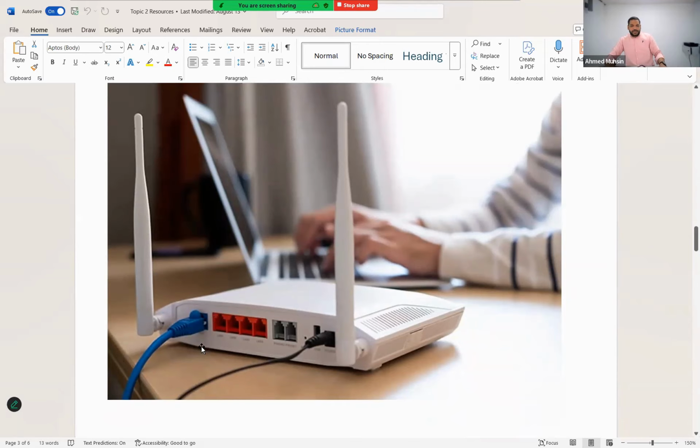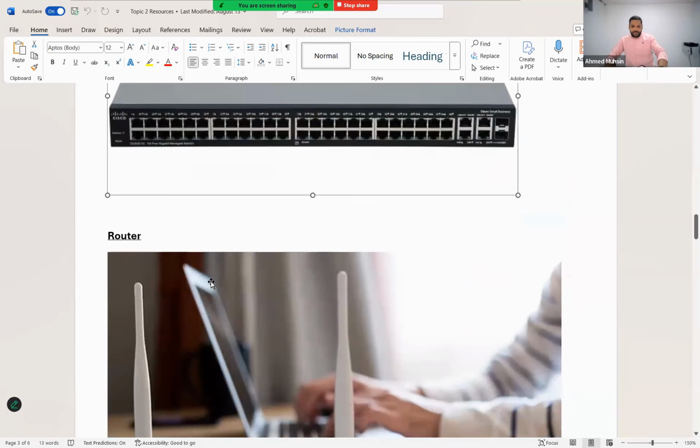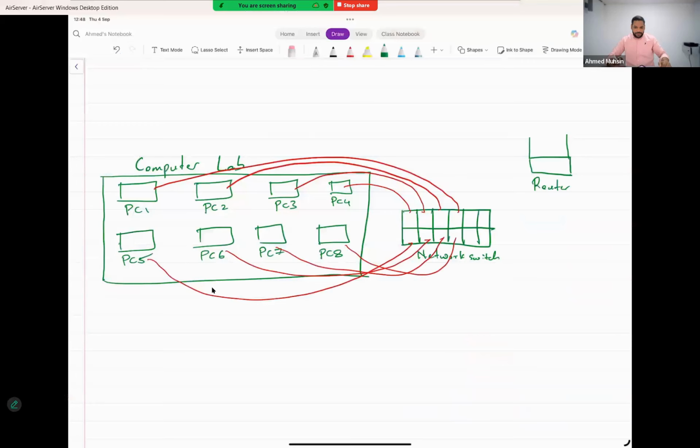So you can take one Ethernet connection from the router and connect it to your switch. Okay? So now you can make one connection from here to here. From here to here, you have a connection. Right. Now everybody in the computer lab has access to the internet. Okay? Sounds good? All right.